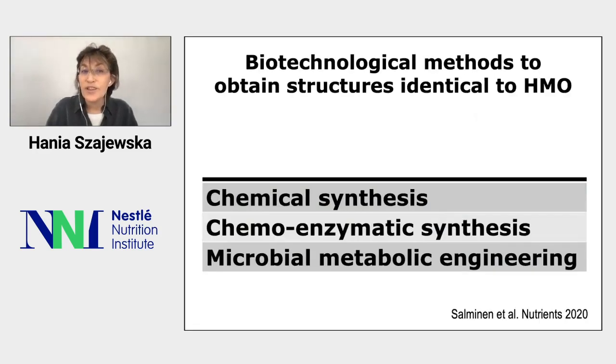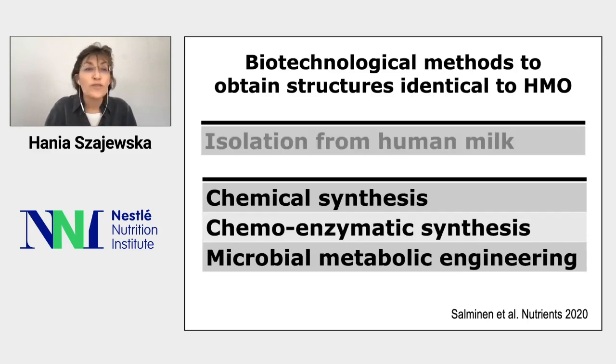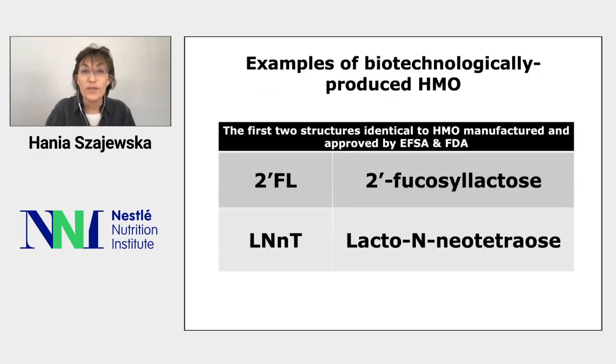I mentioned that these structures are obtained through biotechnological methods. So what are these methods? These are chemical synthesis, chemoenzymatic synthesis, but most recently, probably most often used, is microbial metabolic engineering, and E. coli is one of the bacteria being used. Probably not the only one which will be used, but this is probably the most used at the moment. Of course, one can say isolation from human milk is possible. However, for large quantities, it's not possible. So biotechnological methods are being used.